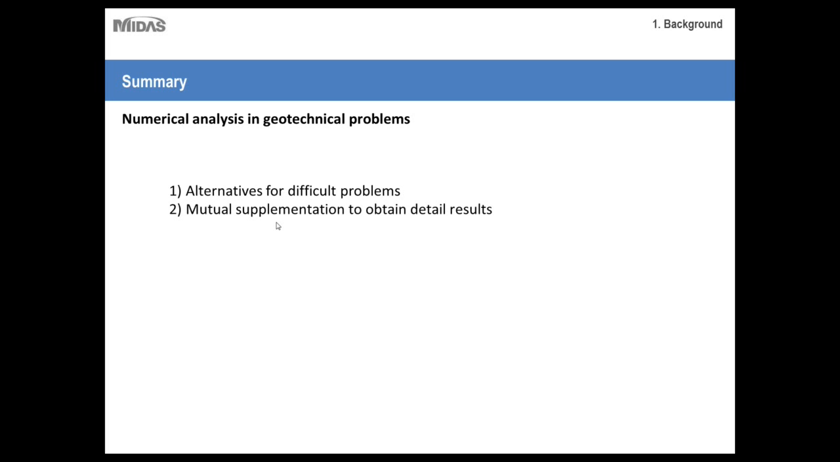We need mutual supplementation to obtain detailed results. As I discussed earlier, the best approach for any type of geotechnical analysis would be to have a combination of empirical methods, analytical results, as well as numerical modeling analysis. So once again, through numerical modeling, you can supplement your current toolbox, and you'd be enabling yourself to obtain a richer range of results that would help you to design more effectively, more productively, and to save money, save project costs.